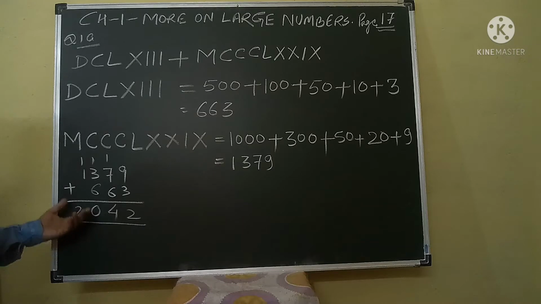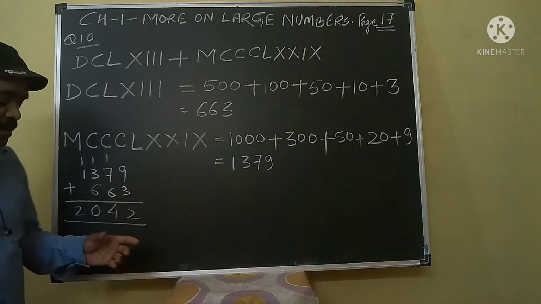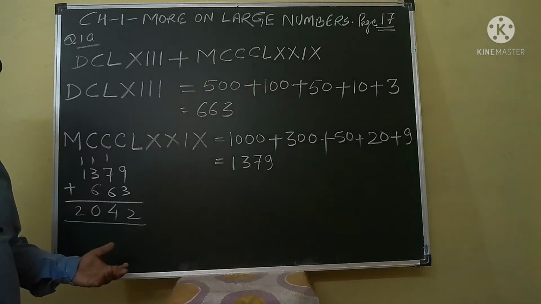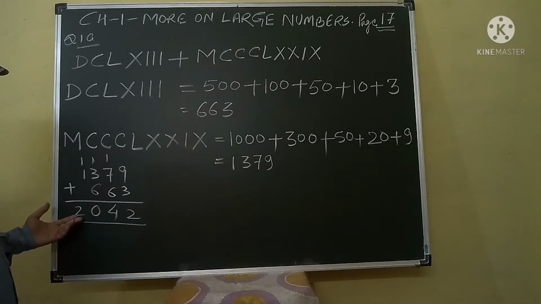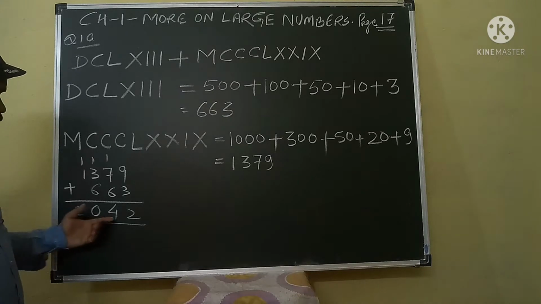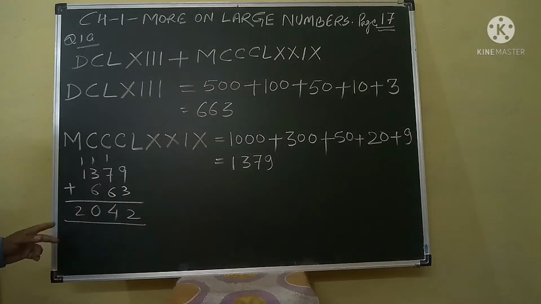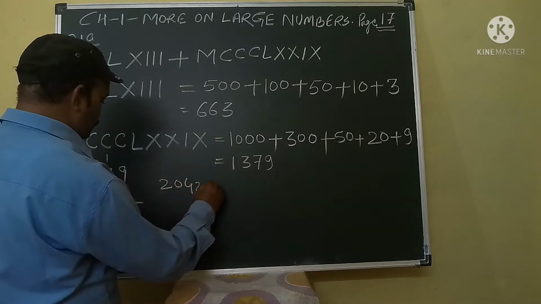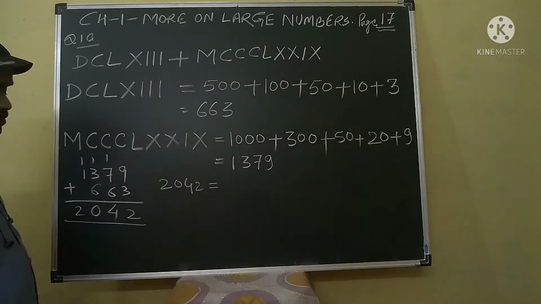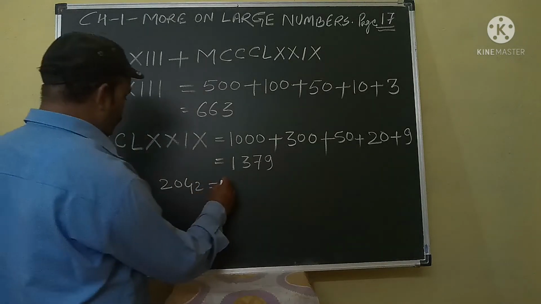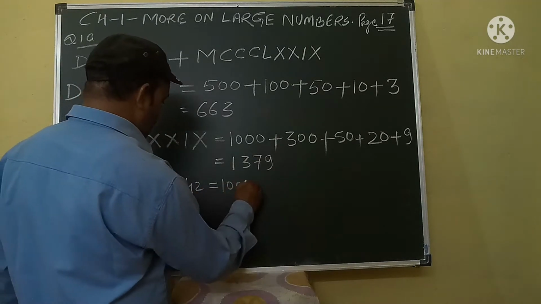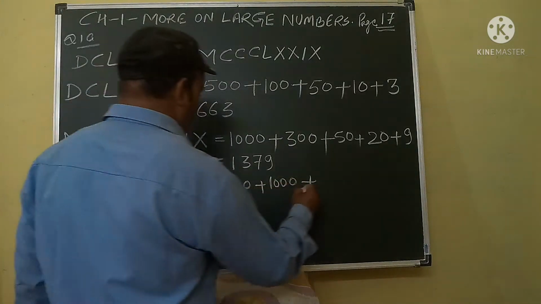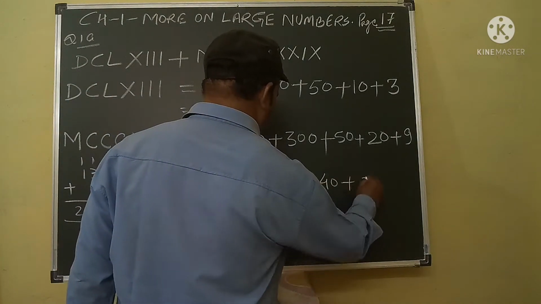What is your question? Write the answer in Roman numeral. So we will find out the Roman numeral for 2042. Okay, so what will you do? 2042, we can break this number: 2000 means 1000 plus 1000, and 42 means 40 plus 2.